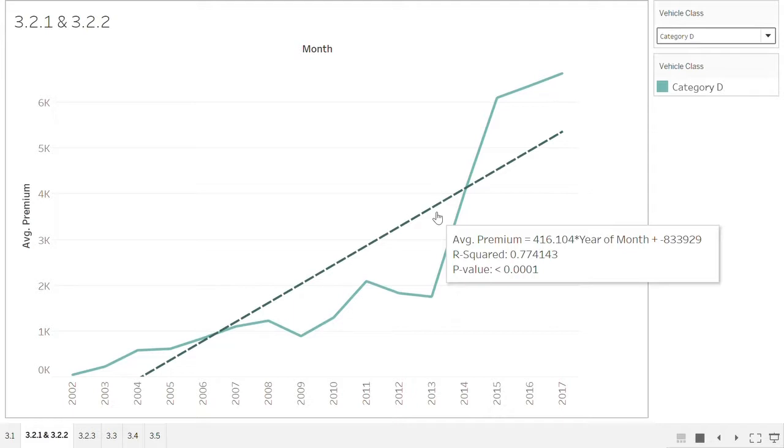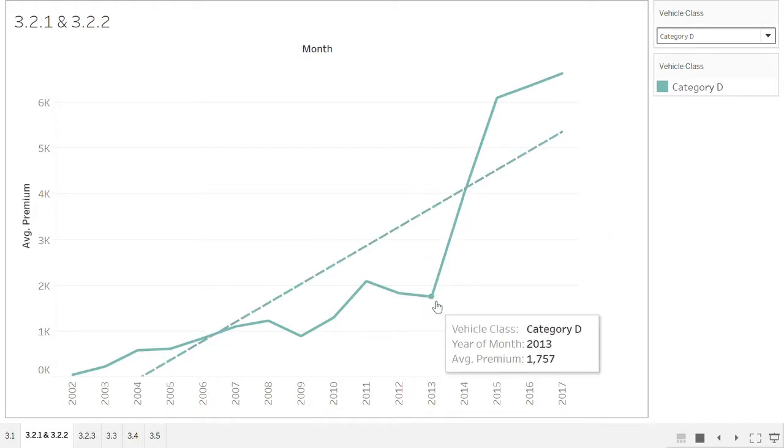Even though category D is relatively constant, there is a sharp increase in the average premium from year 2013 onwards. As shown, year 2013 is the point of anomaly. Its value is the furthest away from the regression line. This sharp increase could be due to a larger demand for cars compared to the available quota of cars supplied by the government.